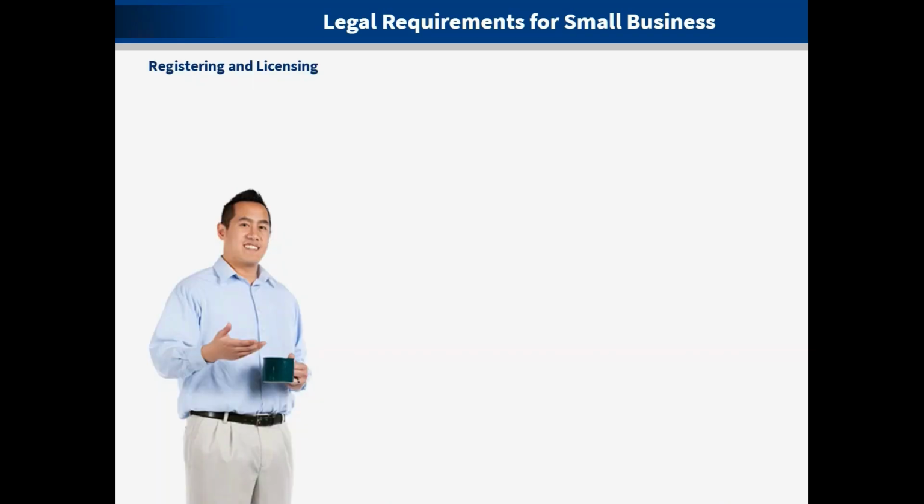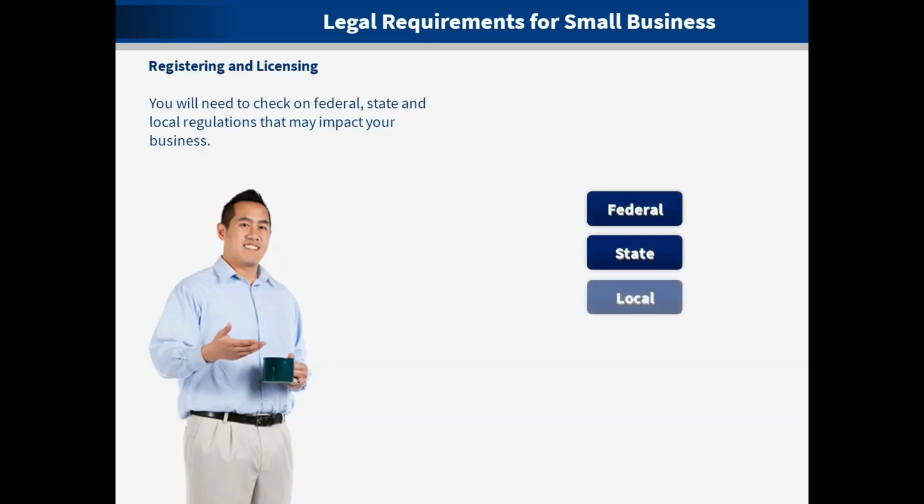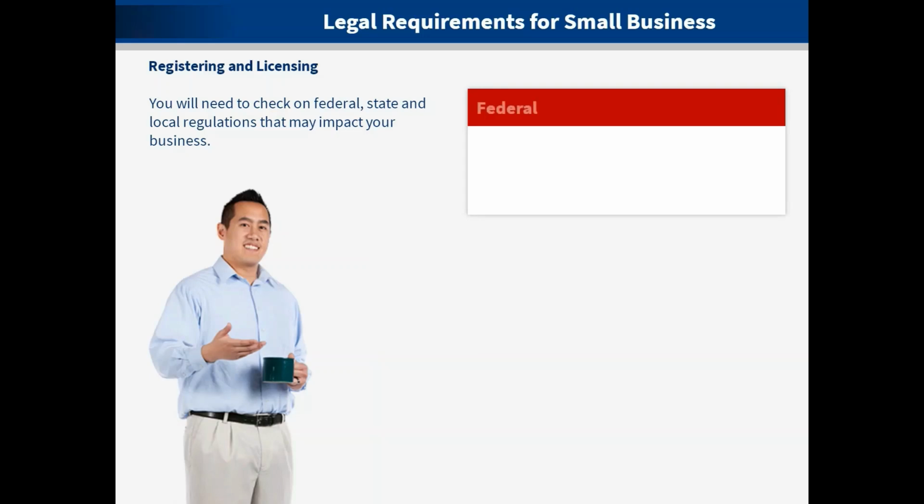How you register your business will vary based on the business structure you have chosen. However, in general, you will need to check on federal, state, and local regulations that may impact your business. You may need to obtain a federal license or permit if your business concerns activities supervised and regulated by a federal agency. For example, you need a federal permit to sell alcohol or firearms. Special permits and licenses are covered later. Federal Employer Identification Numbers, EIN, are discussed later in this course.